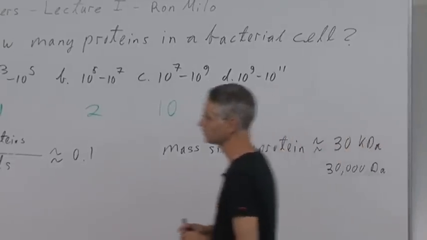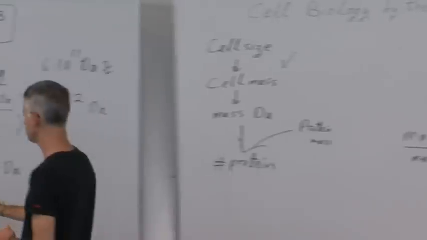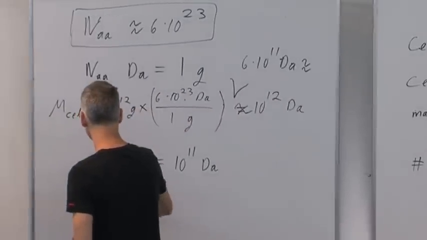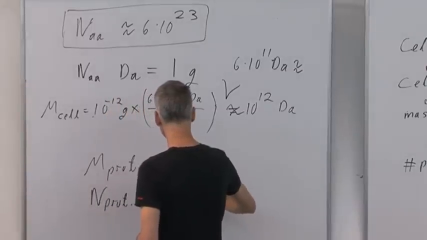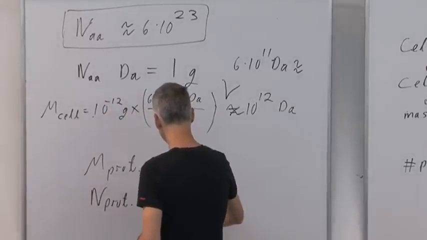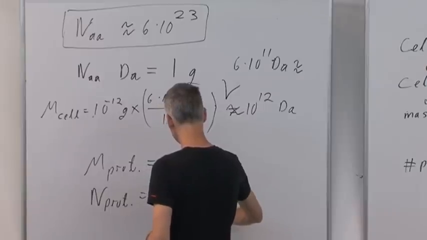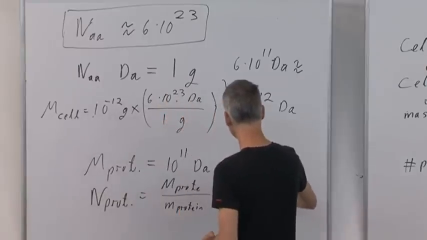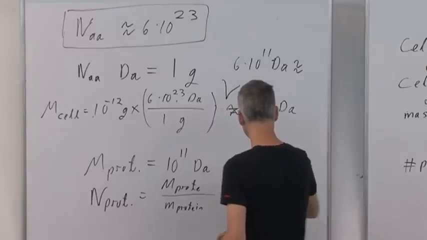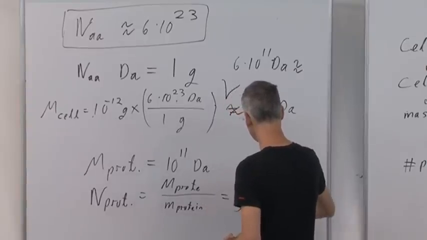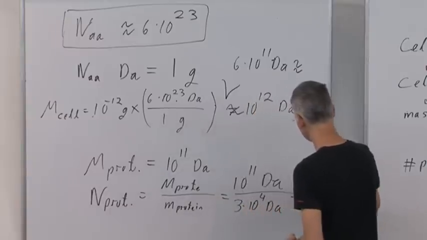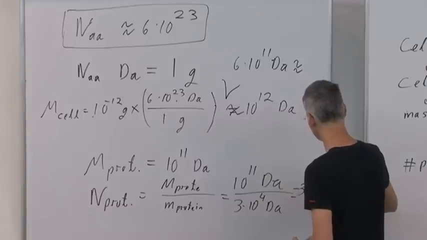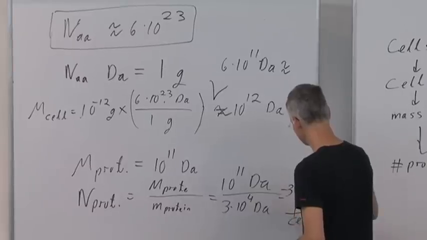Okay, so now I can plug this in to finish this calculation, this divide and conquer. So the number of proteins is the mass of the proteins divided by the mass of a single protein, which is 10 to the 11 Dalton divided by 3 times 10 to the 4 Daltons, which brings me to 3 times 10 to the 6 proteins per cell.